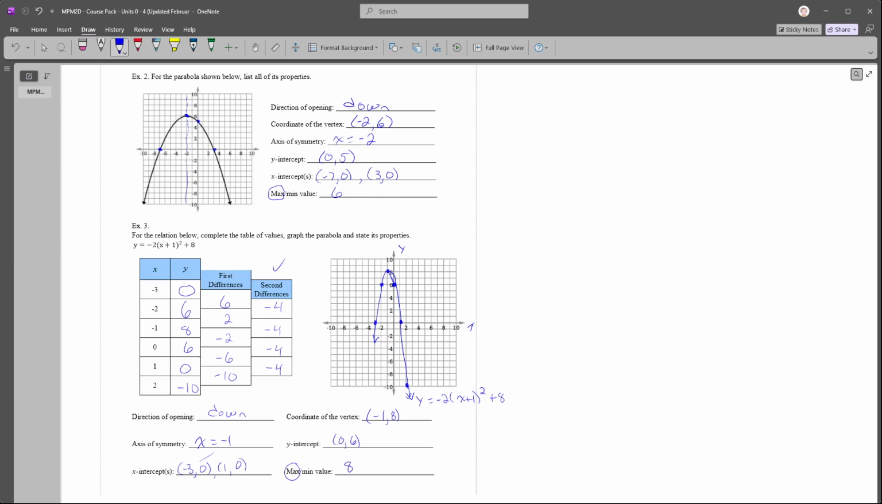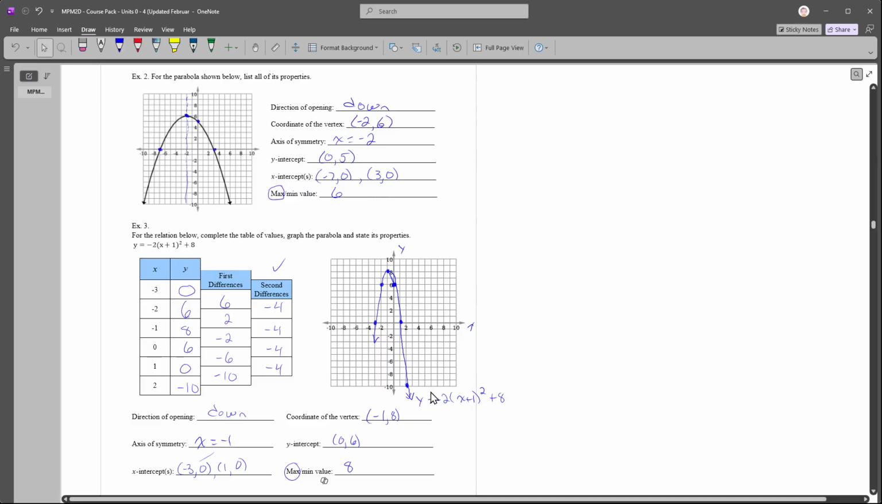And that's all we're asking you to do for 4.2, is being able to look at one of these relations and pull apart all the properties just by looking at it, using the graph if necessary, and making sure that you can actually make use of it. So that's it for 4.2.